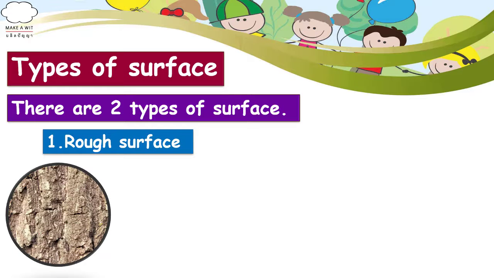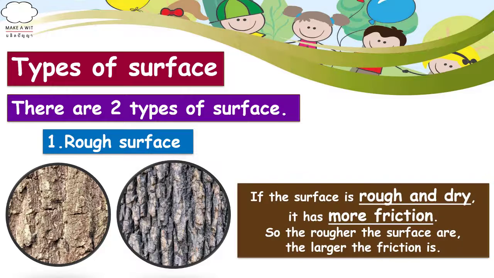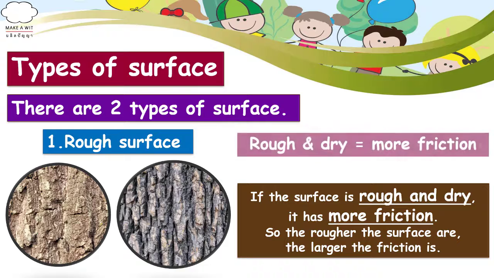Rough surface. Look at the pictures. If the surface is rough and dry, it has more friction. So the rougher the surface is, the larger the friction is. Again, if the surface is rough and dry, it has more friction. Okay, next.